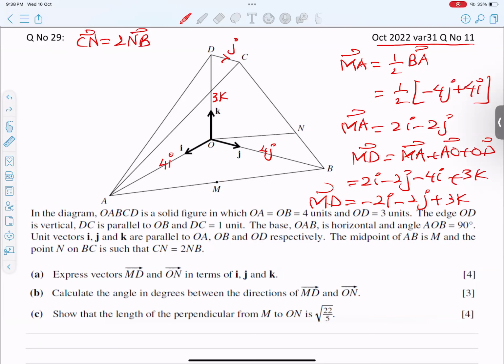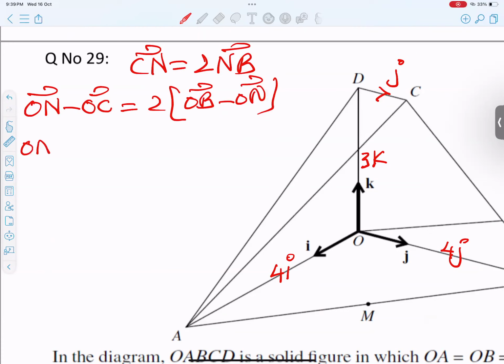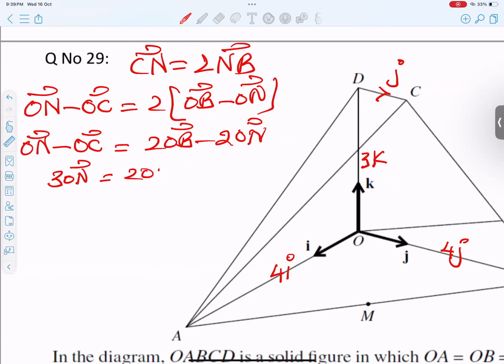How to expand this? You know it very well. ON minus OC equals 2 times (OB minus ON). Expand the bracket: ON minus OC equals 2 OB minus 2 ON. ON from the right comes here and becomes 3 ON. OC goes there, plus OC. And dividing by 3, ON becomes 1 over 3 times this whole thing.